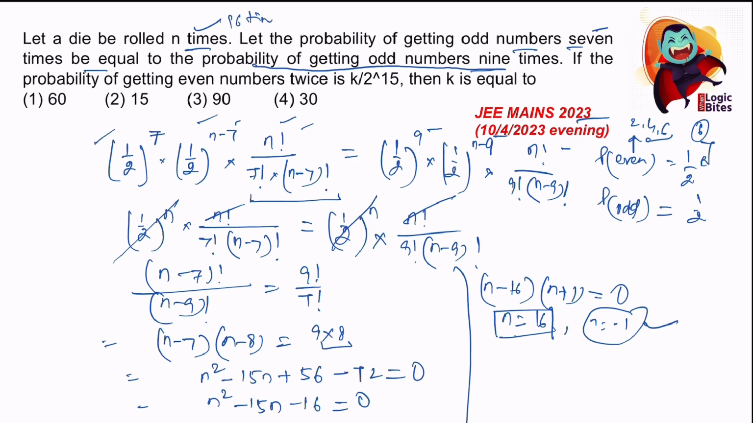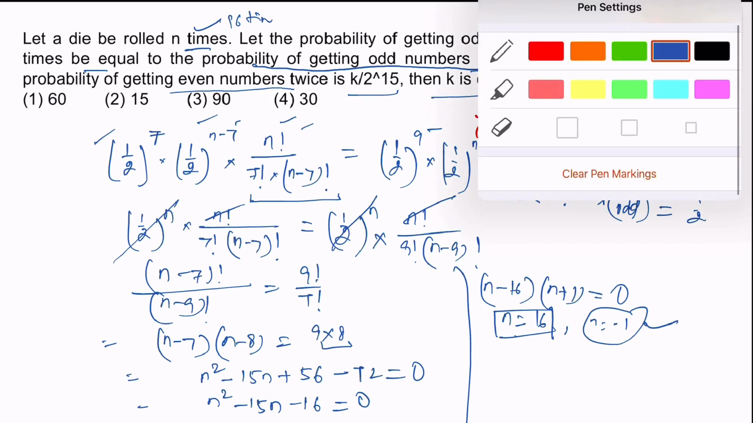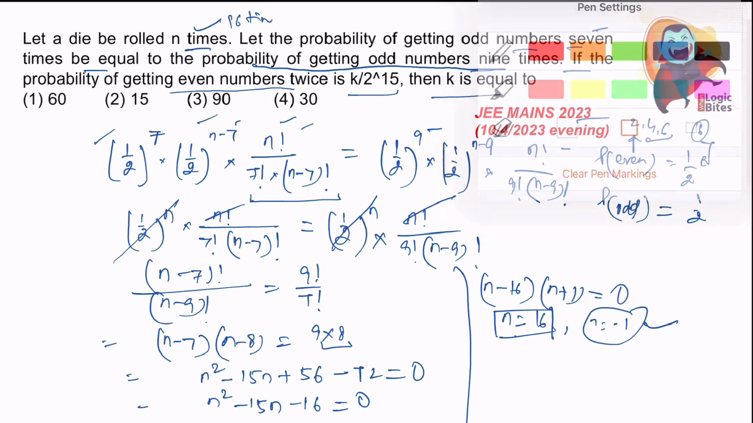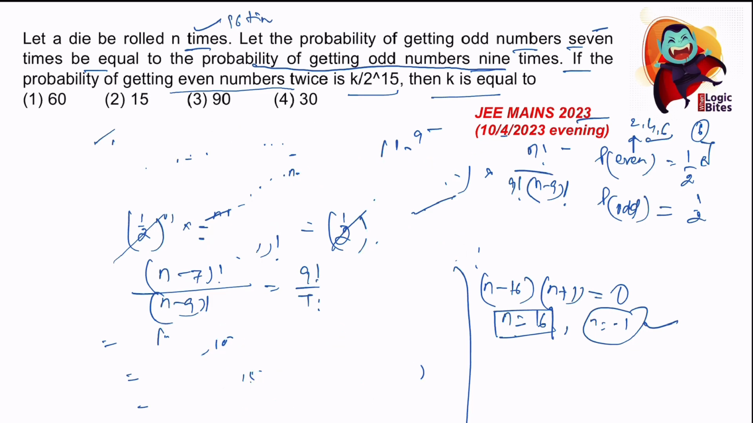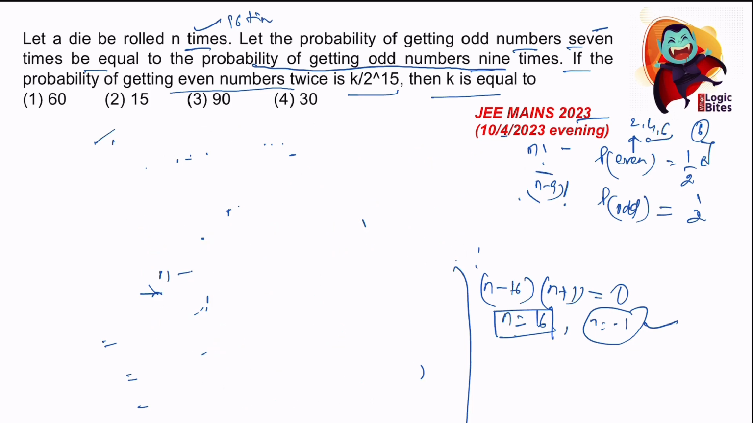Now we will see the other part of the question where it says that if the probability of getting an even number twice is this much, then find the value of k. So we will remove this part.